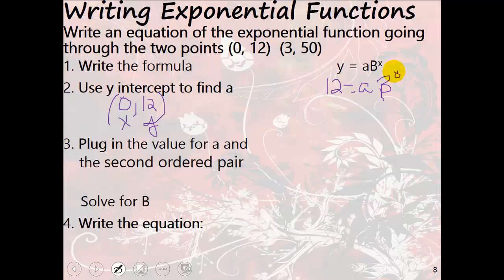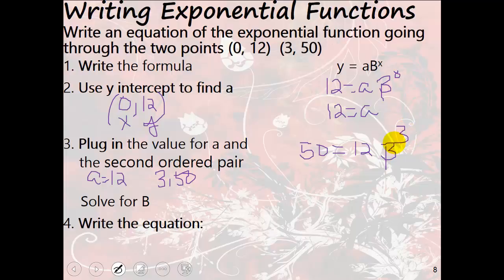B to the 0, we learned that. That's going to be 1. Okay, so that means a equals 12. Now I'm going to plug in this a. I'm going to plug in a equals 12. And then I'm going to use this other point, which is (3, 50) for my x and my y. So I get 50 is equal to 12b cubed. Now I'm going to divide both sides by 12, and I get 50 over 12 is equal to b cubed.